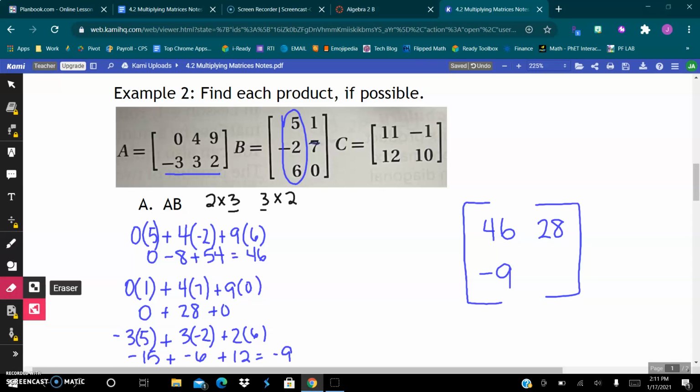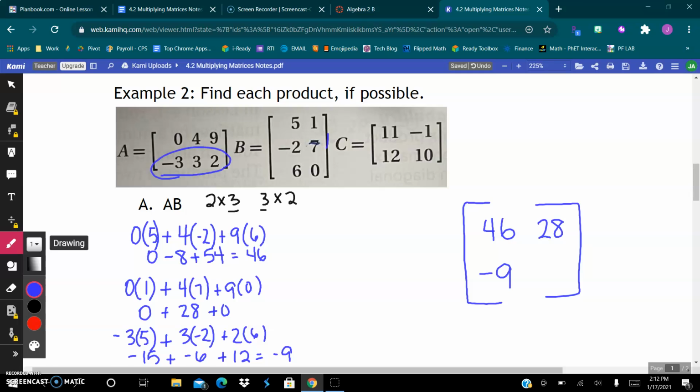And then last is our bottom row by our second column. So -3 times 1, 3 times 7, and 2 times 0. So -3, 21, and 0. Add that together, we get 18. And that would be our last entry in our matrix there.